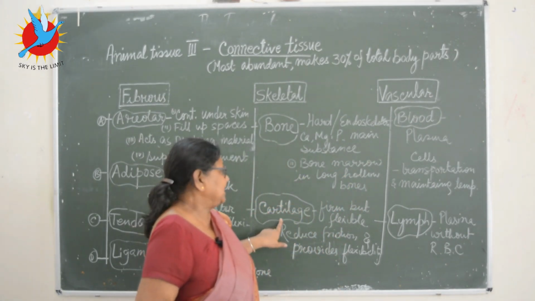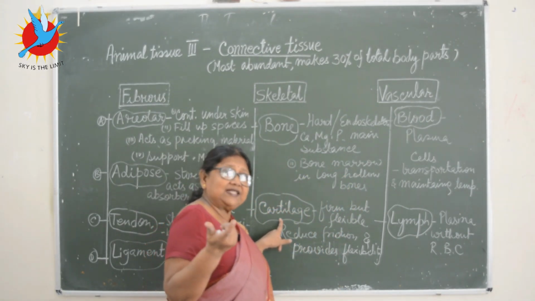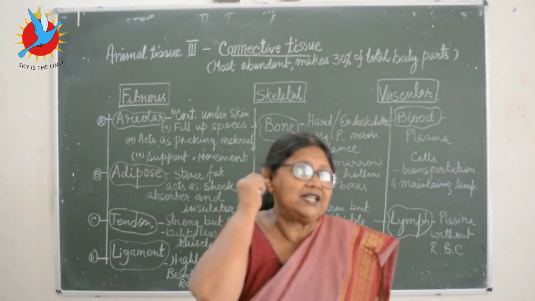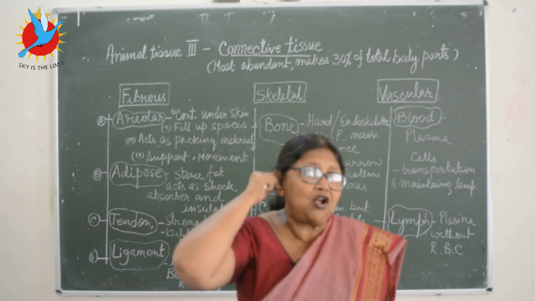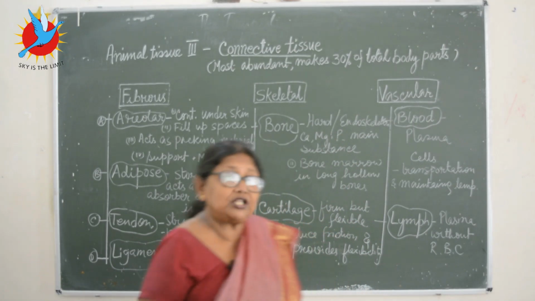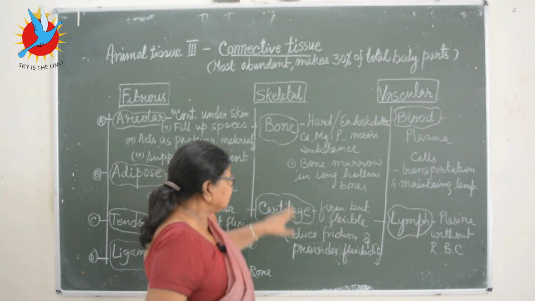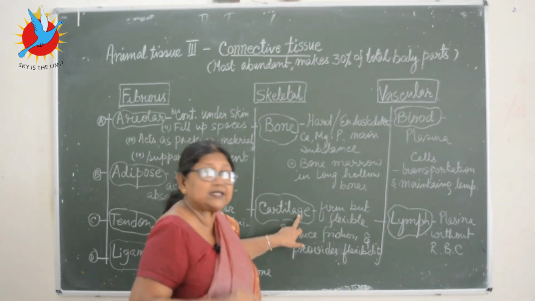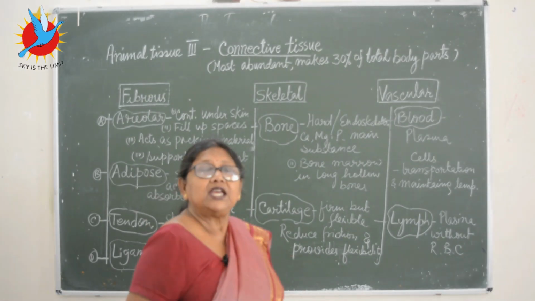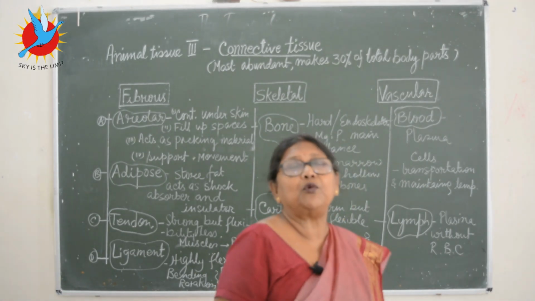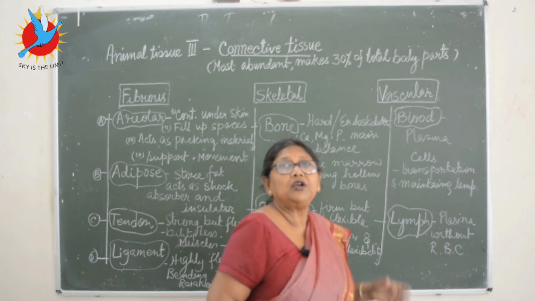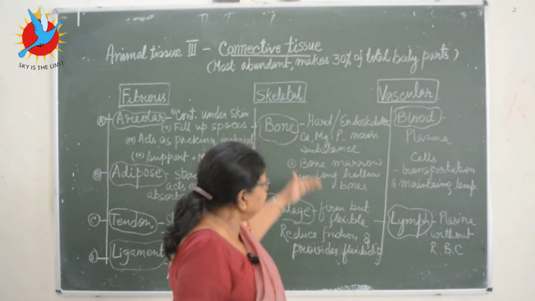Second part, cartilage. Where is it present? All of you know. What about this nose? What about your external ear? They have support, it's strong, but isn't it flexible? You can move this part. So that means it is also a skeletal tissue. It is very firm, but is very flexible. And it reduces the friction and provides flexibility. So both are the same type, bone and cartilage. The difference is bone is hard and cartilage is much more flexible. And both of them provide the support.